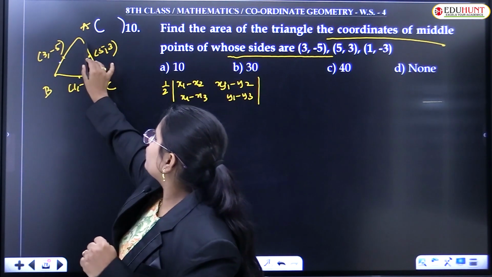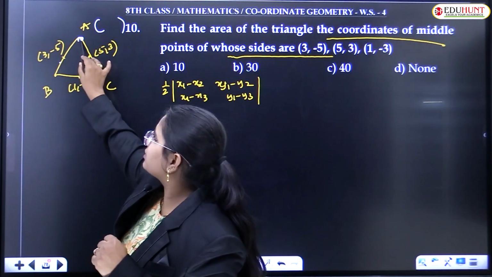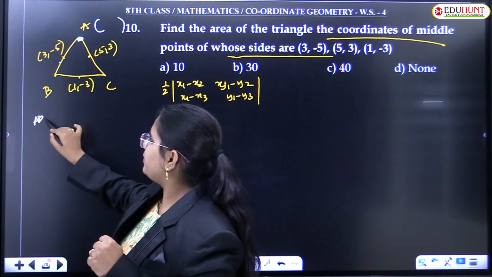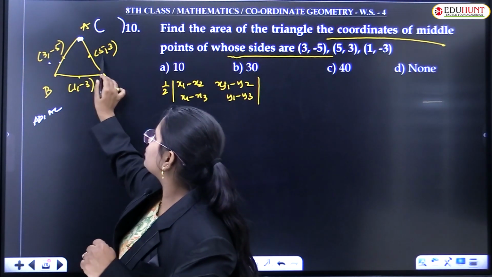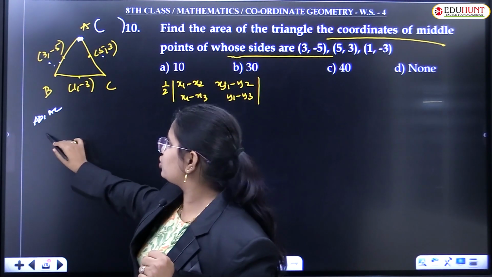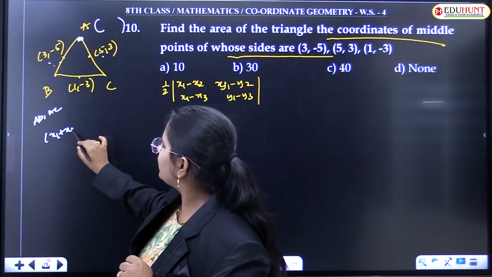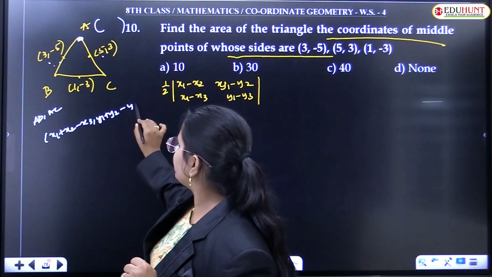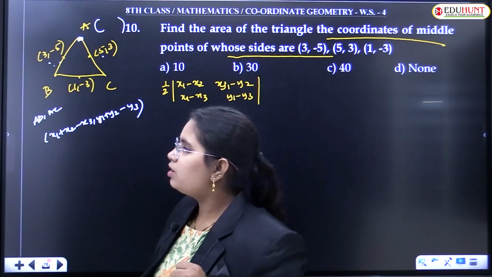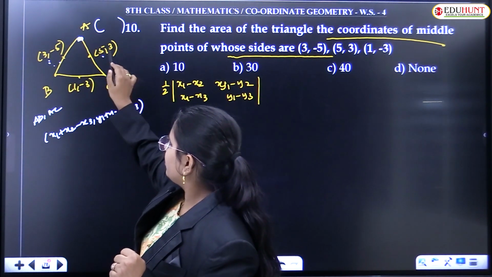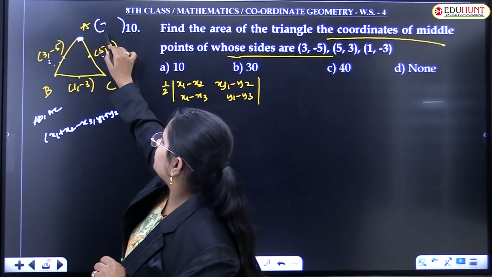Suppose vertex A is connected with segments AB and AC. Add the x coordinates of both, x1 plus x2 minus x3. This is the shortcut, do you remember? x1 plus x2 minus x3, y1 plus y2 minus y3. So what I am going to do here? 3 plus 5, 8. 8 minus 1, 7.